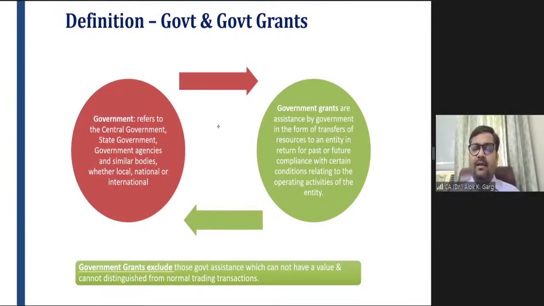In a nutshell, if the government has a strategic investment in any company, in that case it will not be covered under this standard. If the government is not having a strategic investment but is having a passive investment, like the government has invested just 2% or 1% in a company.